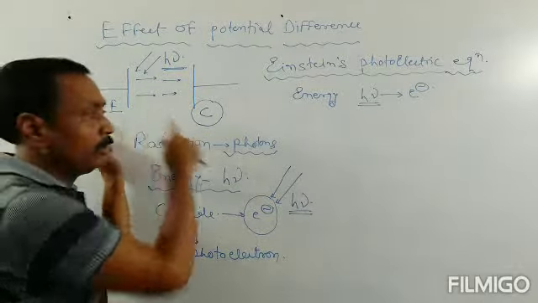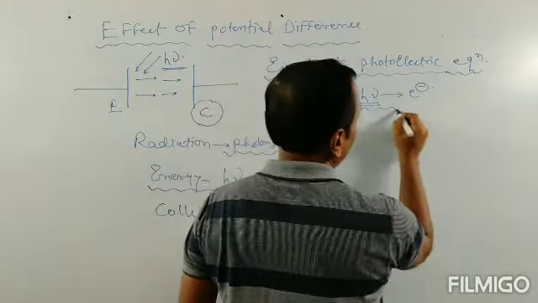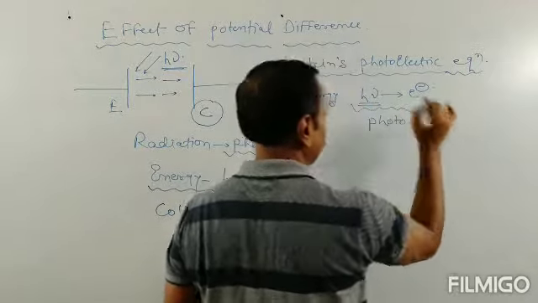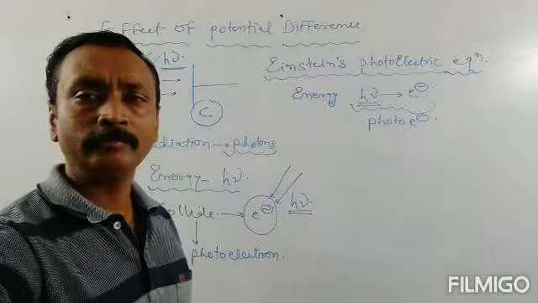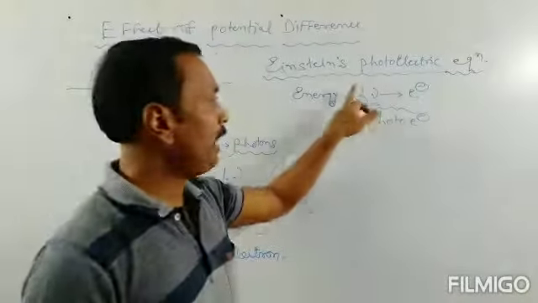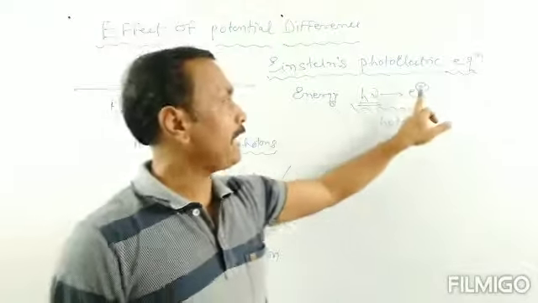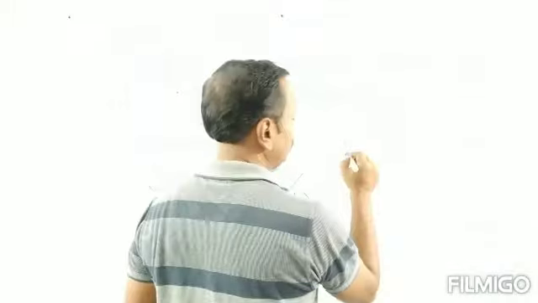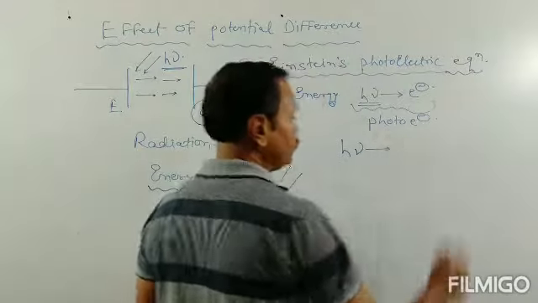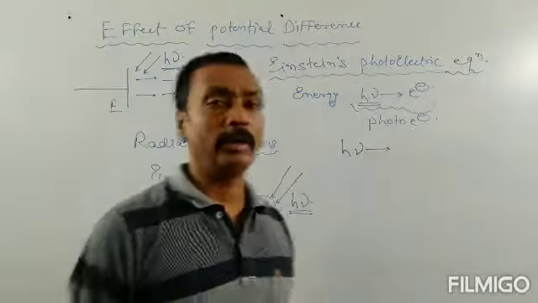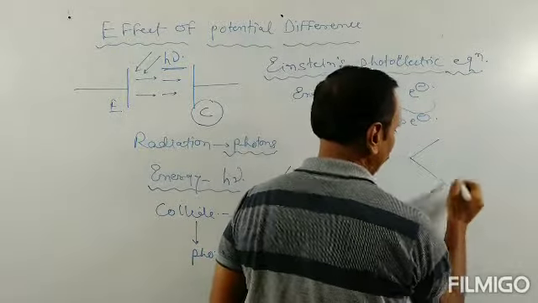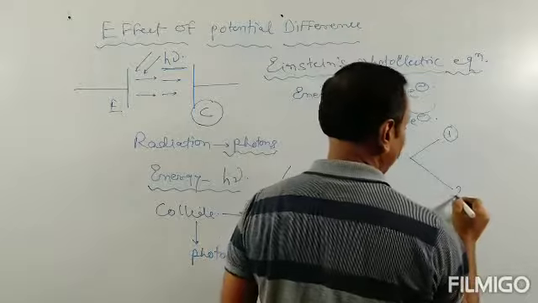The energy h nu of the photon is transferred to the electron inside the emitter plate, which we call the photoelectron. This h nu energy absorbed by the electron is used in two ways. There are two ways over here.